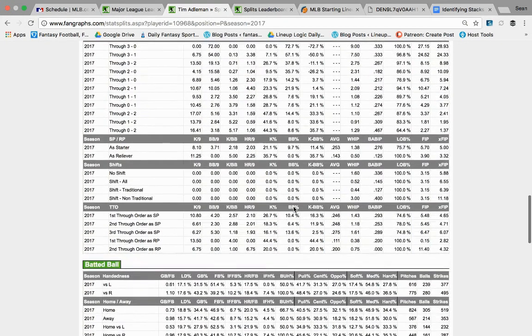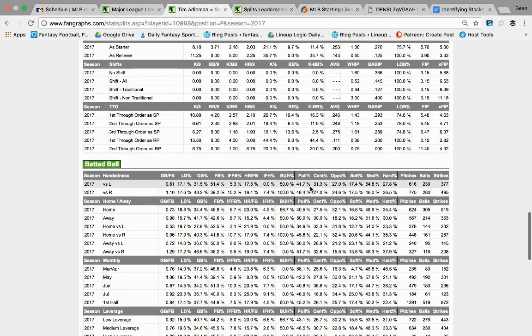We'll look now at the batted ball data. And what we're going to look for here, of course, is hard hit rate, which is right there. Now, more hard hits to righties than lefties, but an equal distribution of home runs to fly balls and way more fly balls to lefties.